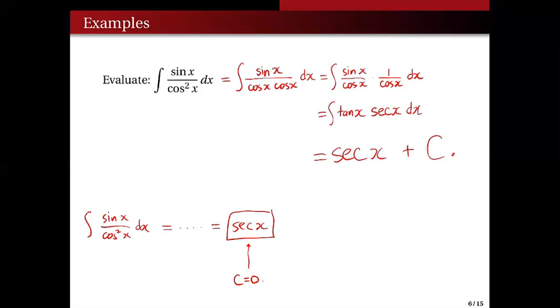Later, I will explain further how important this plus c is. You will see a more mathematical explanation of why this plus c is important. Okay? Questions?